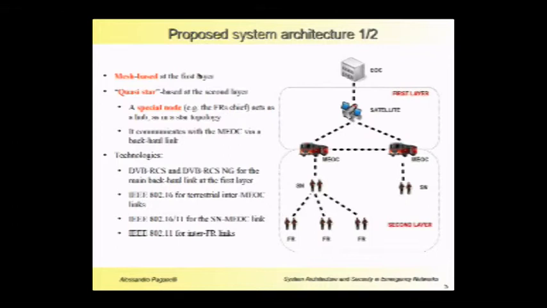node, that is a first responder who has a special role in this network, and this is called special node, he acts as a hub for the other first responders. The technologies involved in this second layer are IEEE 802.16 for the main backhaul link, and 802.11 for the other first responders.